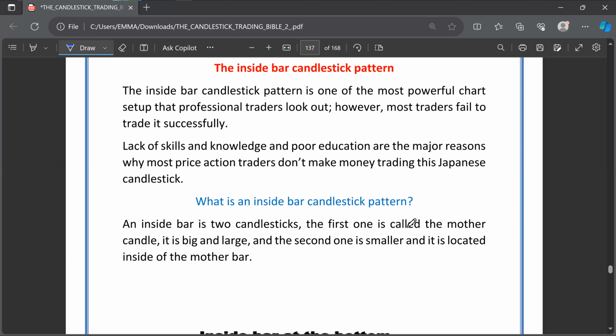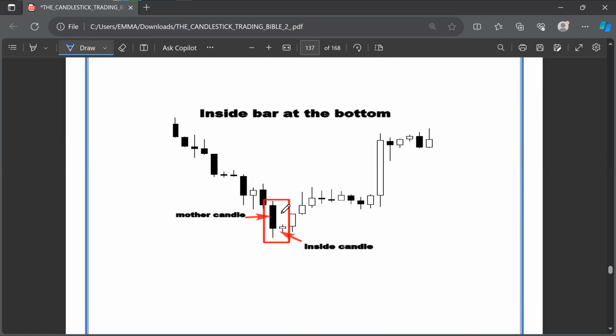What is the inside bar pattern? You know this already, so I'm not going to waste time on that. We are just going to look at how they are traded, right? So we have this, the bullish inside bar. The inside bar is also called the harami. So this is the bullish harami or the inside bar harami. The second is fully engulfed by the first. So that is it.